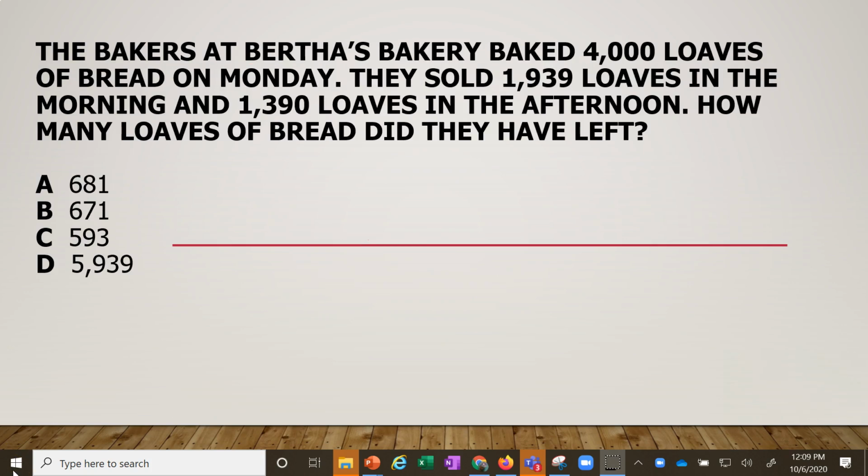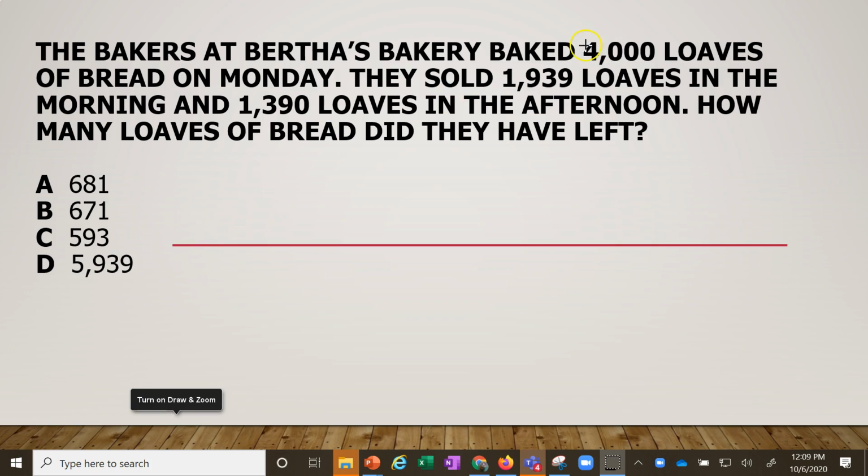Okay, let's take a look at another one. The last one is only one step that we had to do. We had to add two numbers. Check out this one. The bakers at Bertha's Bakery baked 4,000 loaves of bread on Monday. They sold 1,939 loaves in the morning and 1,390 loaves in the afternoon. How many loaves of bread did they have left?